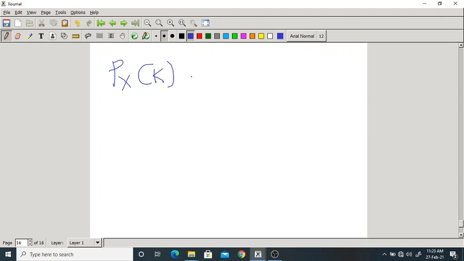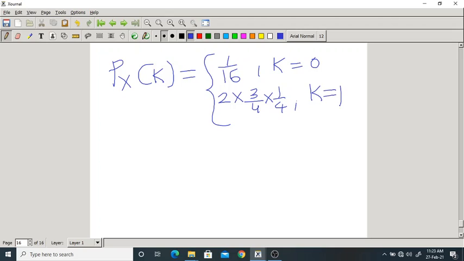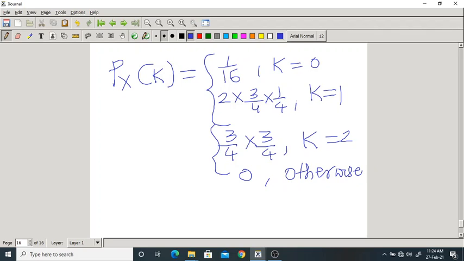Now finally, what is the PMF you got? Px of k equal to, write everything at one place. It is 1 by 16 for k equal to 0. 2 into 3 by 4 into 1 by 4 for k equal to 1. It is 3 by 4 into 3 by 4 for k equal to 2. Obviously 0 otherwise. So this is the PMF of the random variable X.